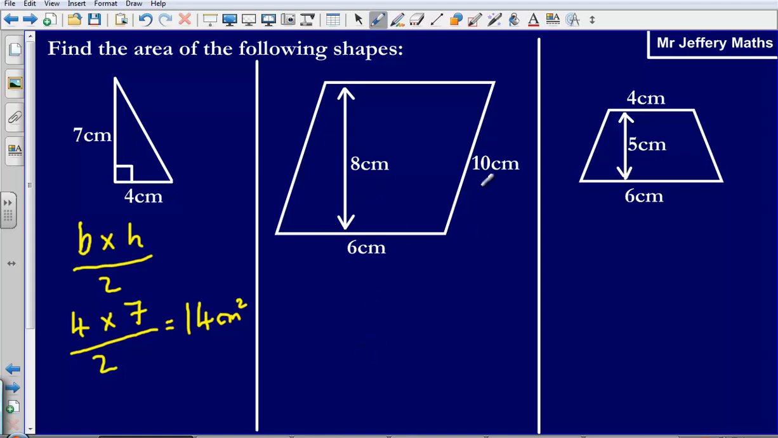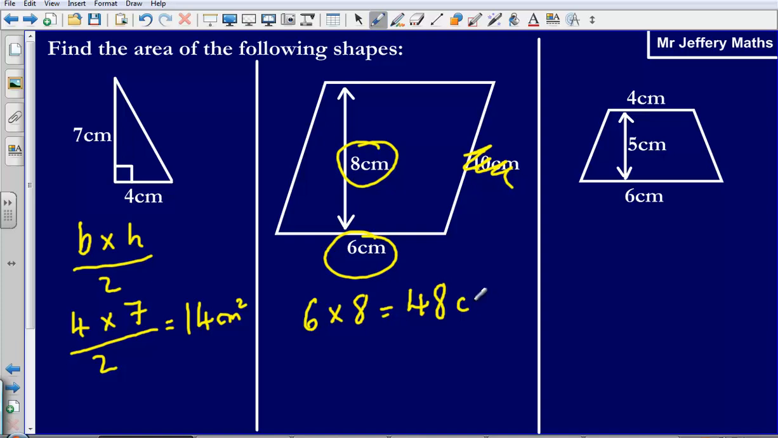This part here, we've got a parallelogram. To work out the area of our parallelogram, we simply do the base multiplied by the height, so ignoring this length on the side, so we're going to do 6 multiplied by 8, and that's going to give us an answer of 48, and that's centimetres squared.